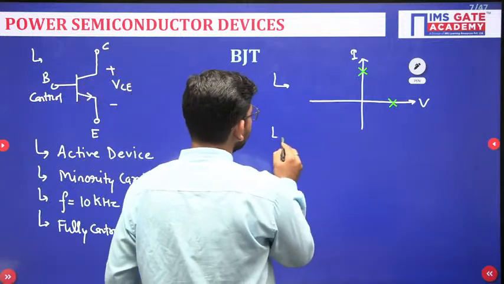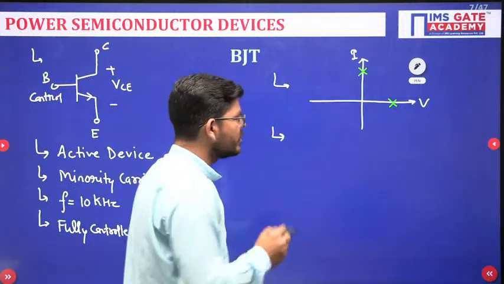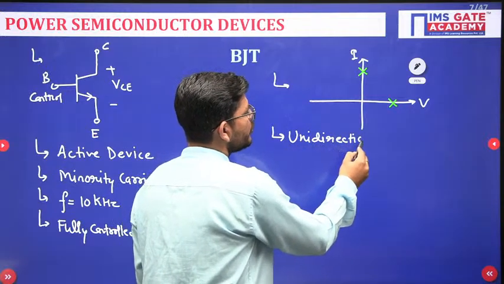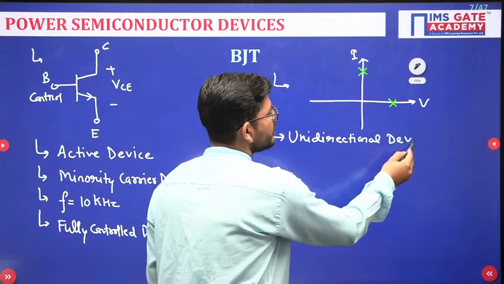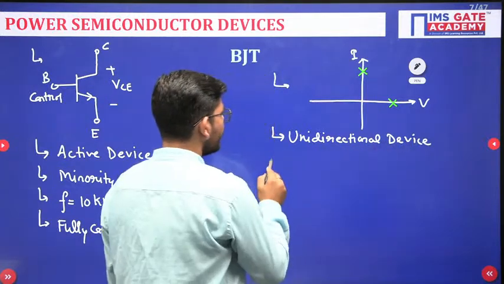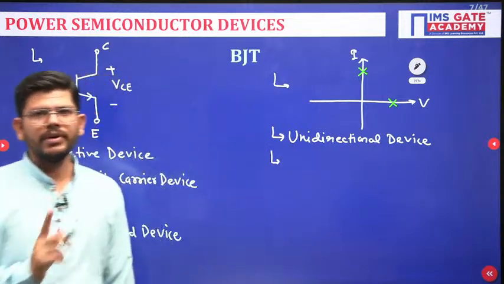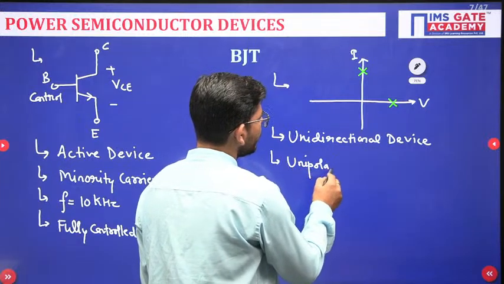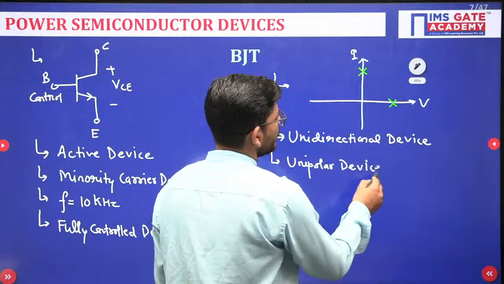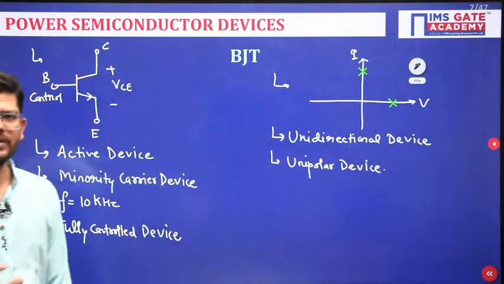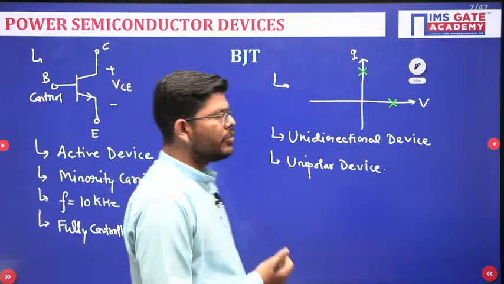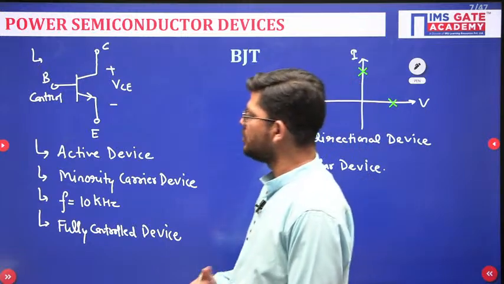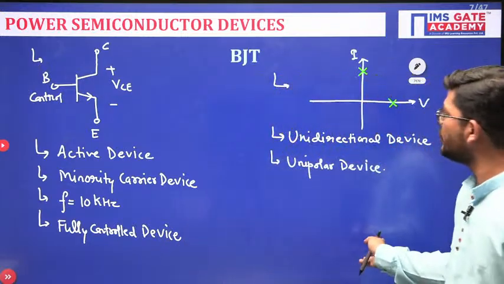Again, if you see, it is capable of carrying current in only one direction, so it is a unidirectional device. You cannot use this switch where bidirectional current has to be taken care of. The voltage that it is handling has only one polarity, so it is also a unipolar device. So this is all about the BJT that you should know: unidirectional, unipolar, active device, minority carrier device, usable up to 10 kilohertz, fully controlled device. This is all about the BJT.